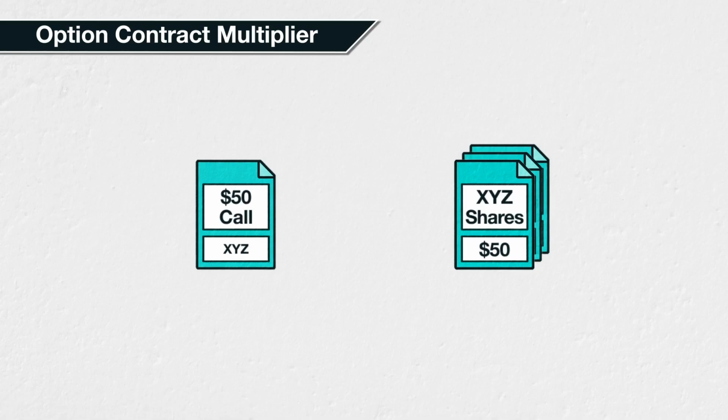Equity options, or stocks and shares options, typically have a multiplier of 100. This means that one option contract controls 100 shares of the underlying stock.